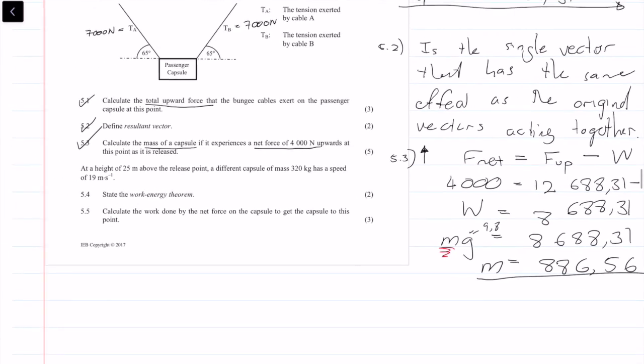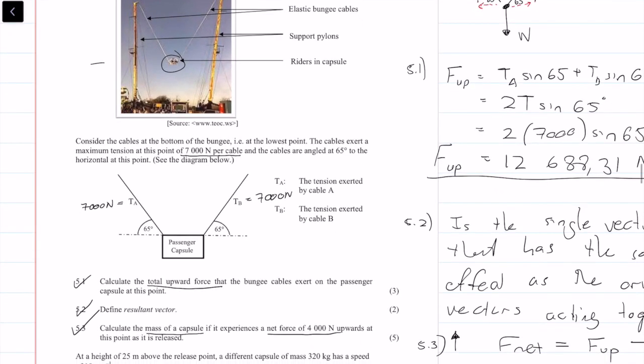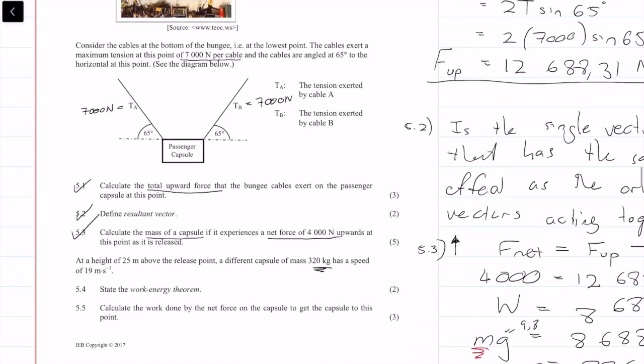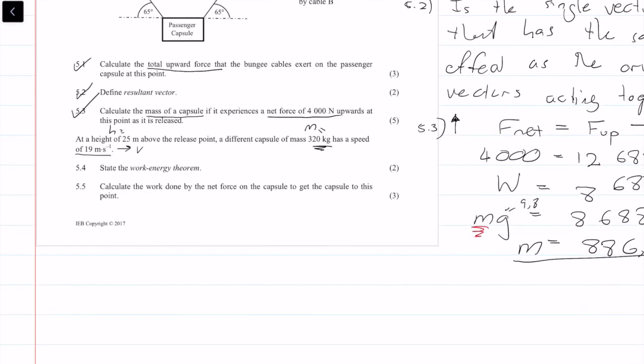Cool stuff. Okay, so it says at a height of 25 meters above the release point, a different capsule of mass 320 kilograms has a speed of 19 meters per second. So we've been given a velocity essentially, a new mass, and a height of 25 meters. Okay, so again we have a definition.